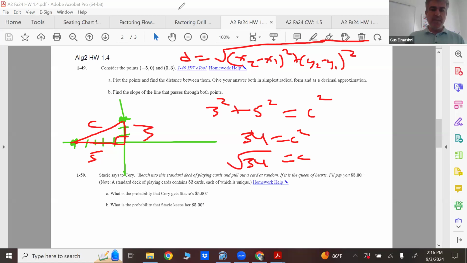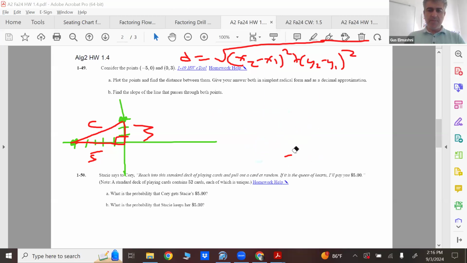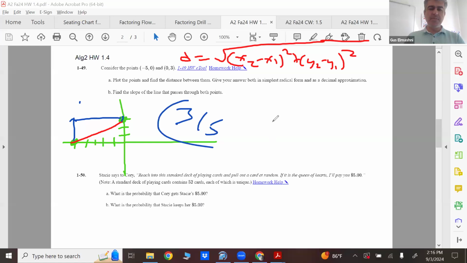Now the slope. The slope should be pretty simple. Let me get rid of some stuff here. How do I find the slope? There we go. So how far do I rise? So there you go, 3/5.